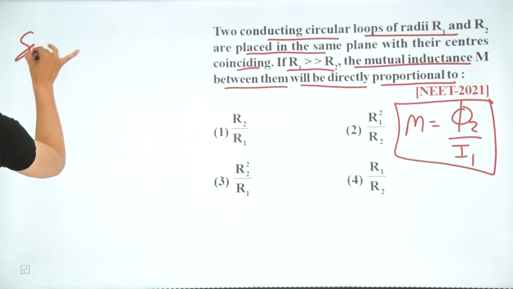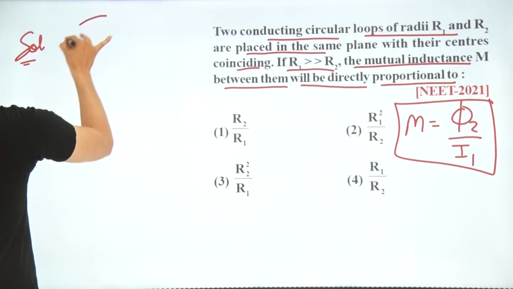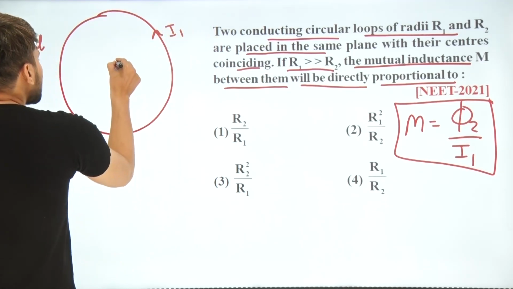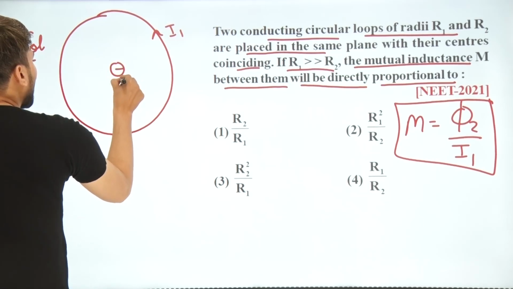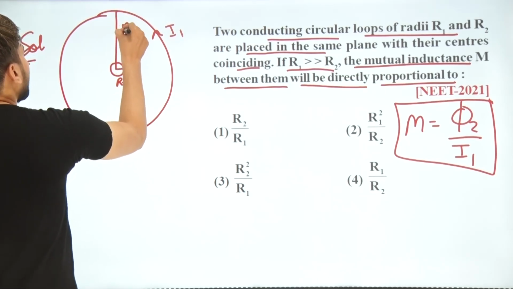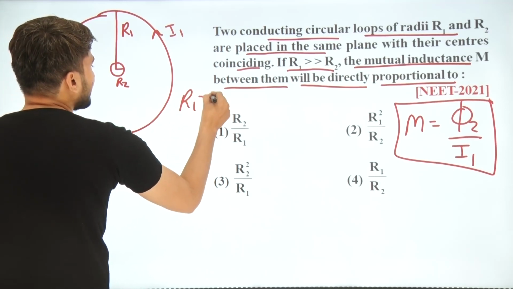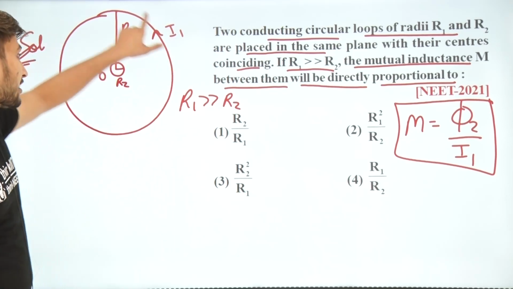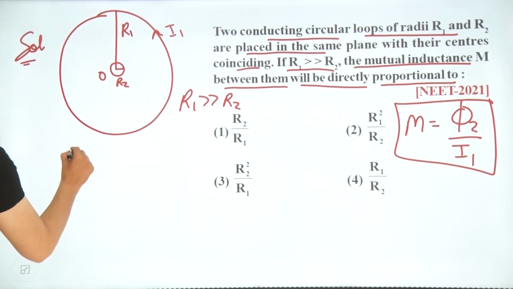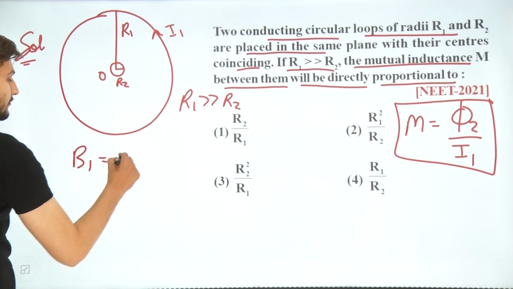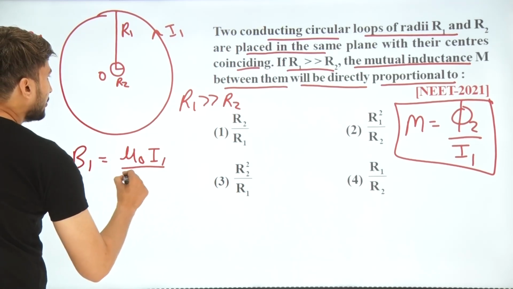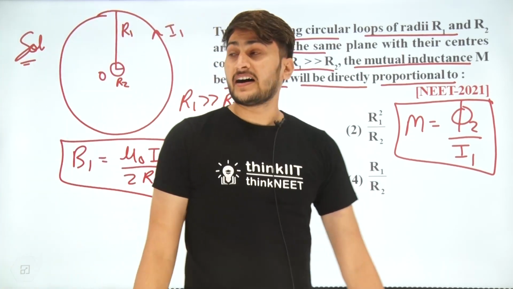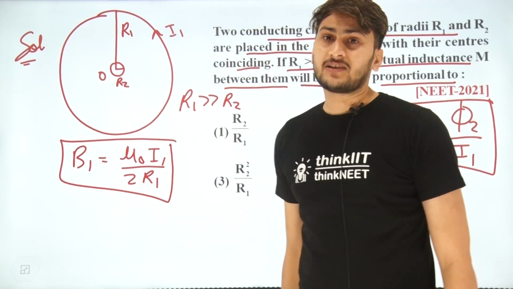Students, the situation is like this: there is a loop in which the current I1 is flowing, and there is a small loop having a radius of R2 and a bigger loop having a radius of R1, and R1 is greater than R2. Now the magnetic field due to the bigger loop, B1, is equal to mu naught I1 upon 2 R1, and this magnetic field is passing through the smaller loop having radius R2.